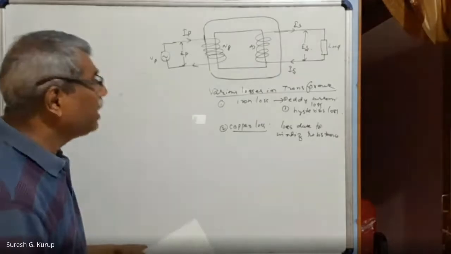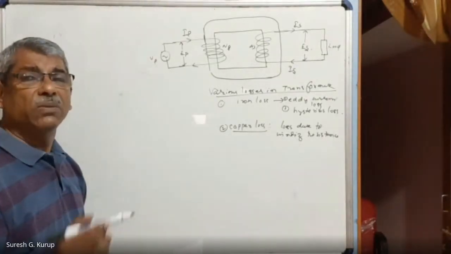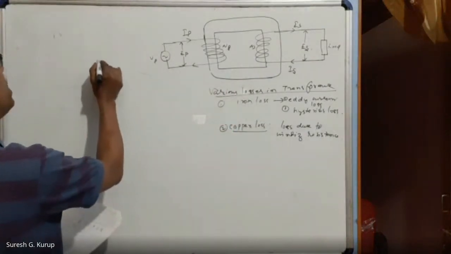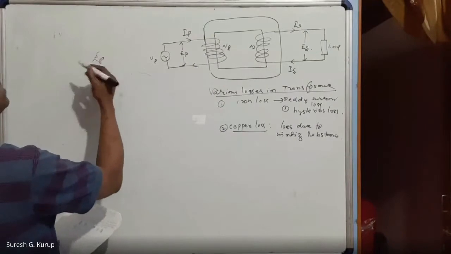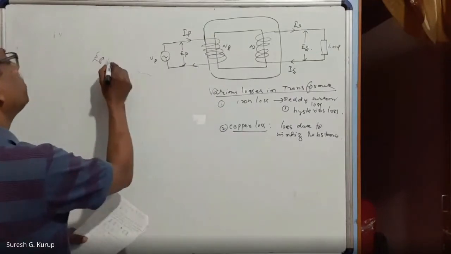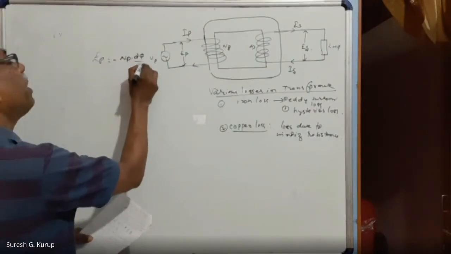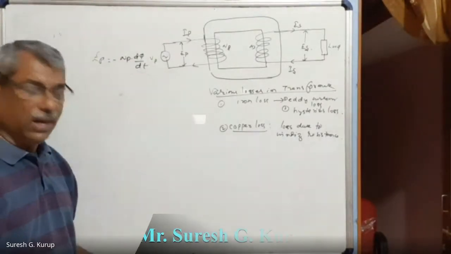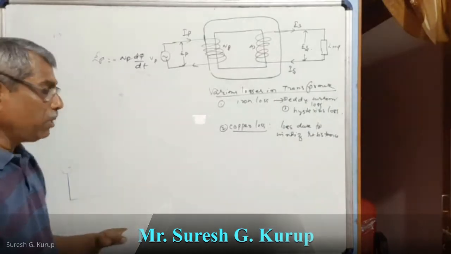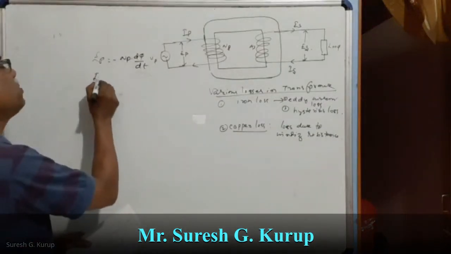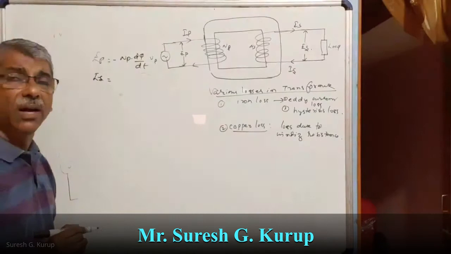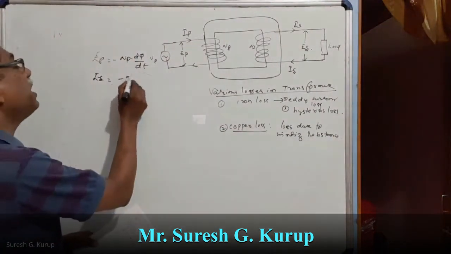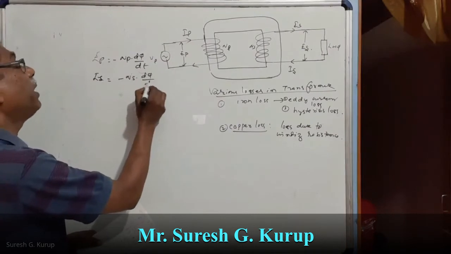So we can write that EMF is induced because of the change in flux. The EMF induced in the primary is given by EP, that is, EP equals minus NP into d phi by dt. The minus sign is to remember Lenz's law, right? Minus NP into d phi by dt. And ES, the EMF induced in the secondary, is equal to minus NS into d phi by dt.